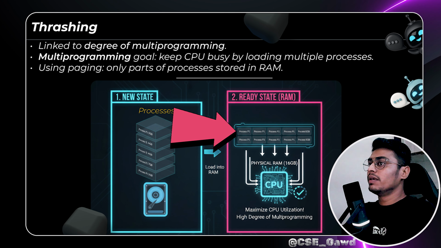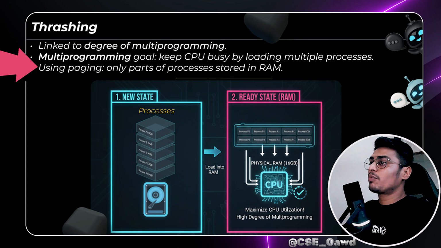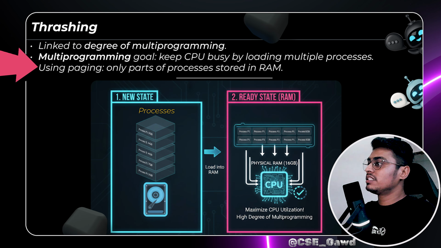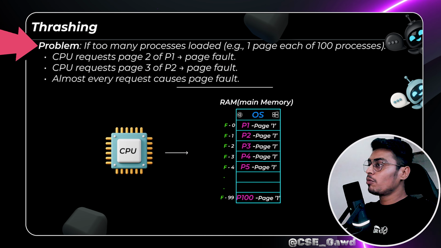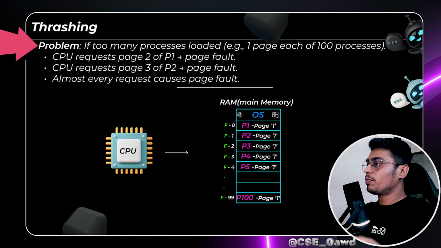To maximize multiprogramming despite limited RAM, we use the paging technique. We divide a process into pages and bring only necessary pages into RAM instead of the entire process. This allows us to accommodate parts of many processes simultaneously. The problem here is when we try to maximize the degree of multiprogramming beyond optimal levels.